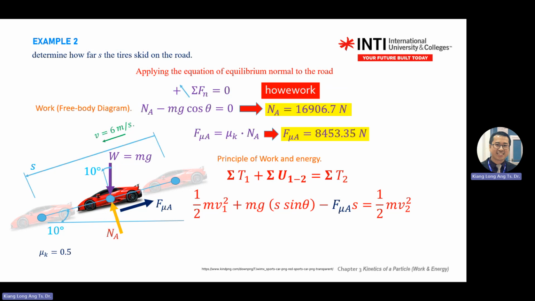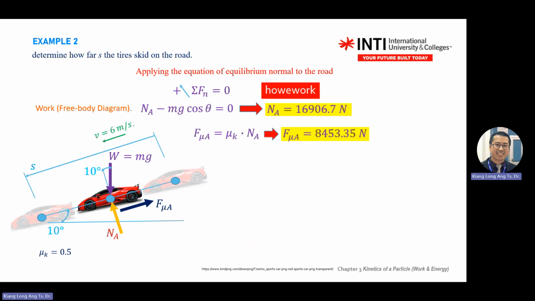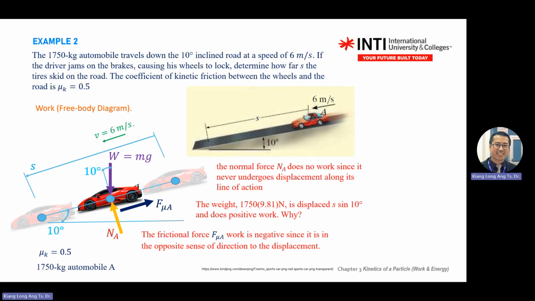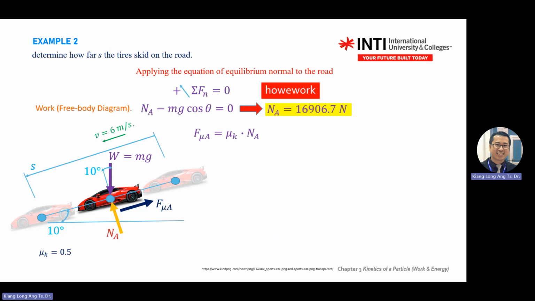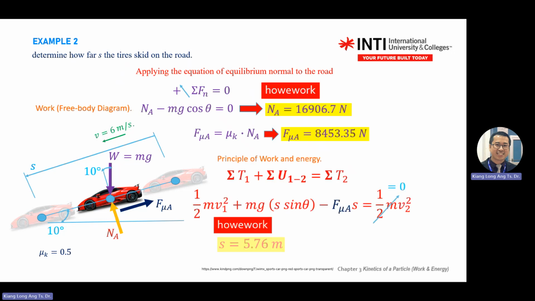Okay, you substitute the values in, you have the theta, all these things. T2 will be 0 because the question mentioned until stop, right? It determines how far the tire skids on the road. So it means the speed will come down to 0. So you do your homework, rearrange everything, and you'll get the final answer, 5.76 meters.